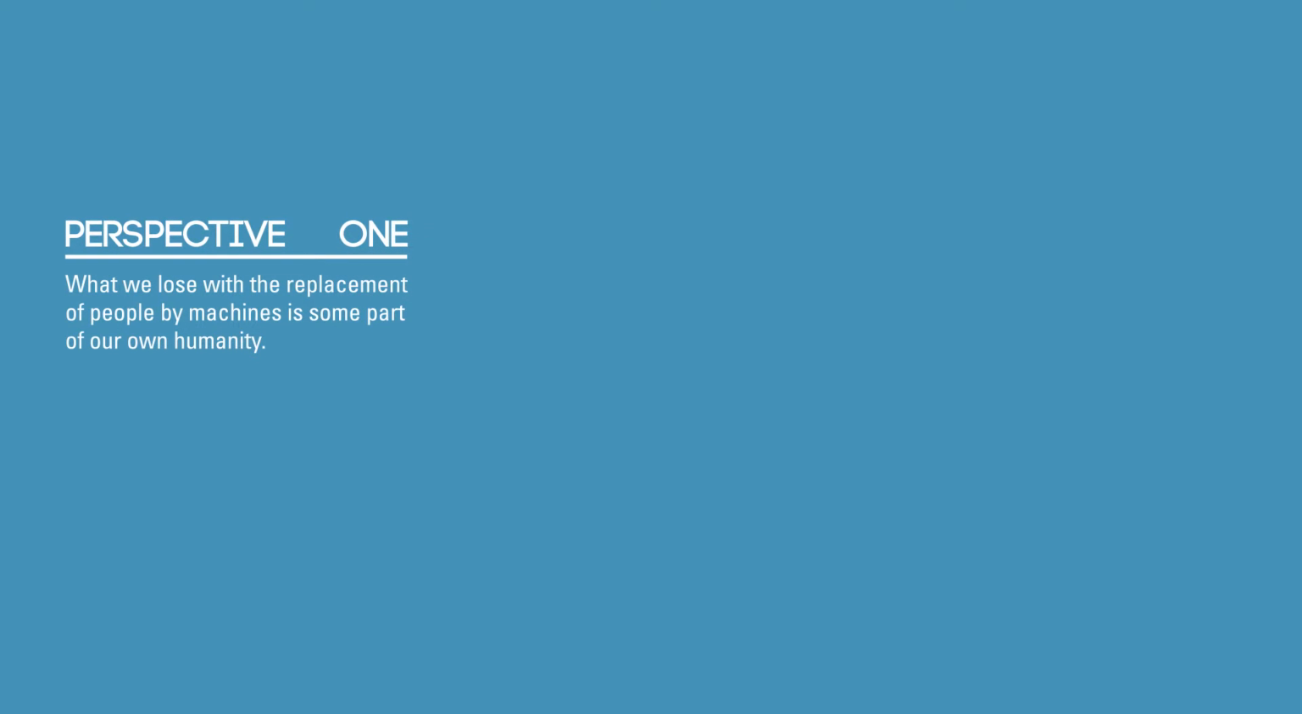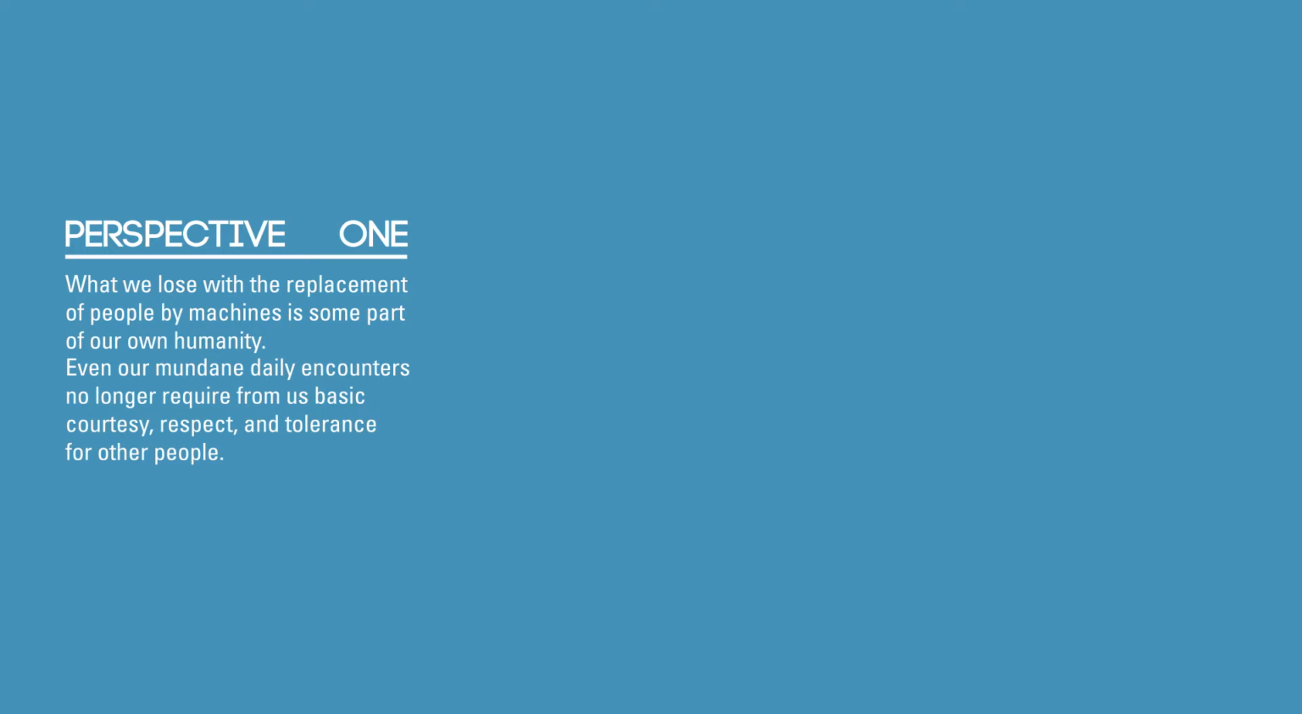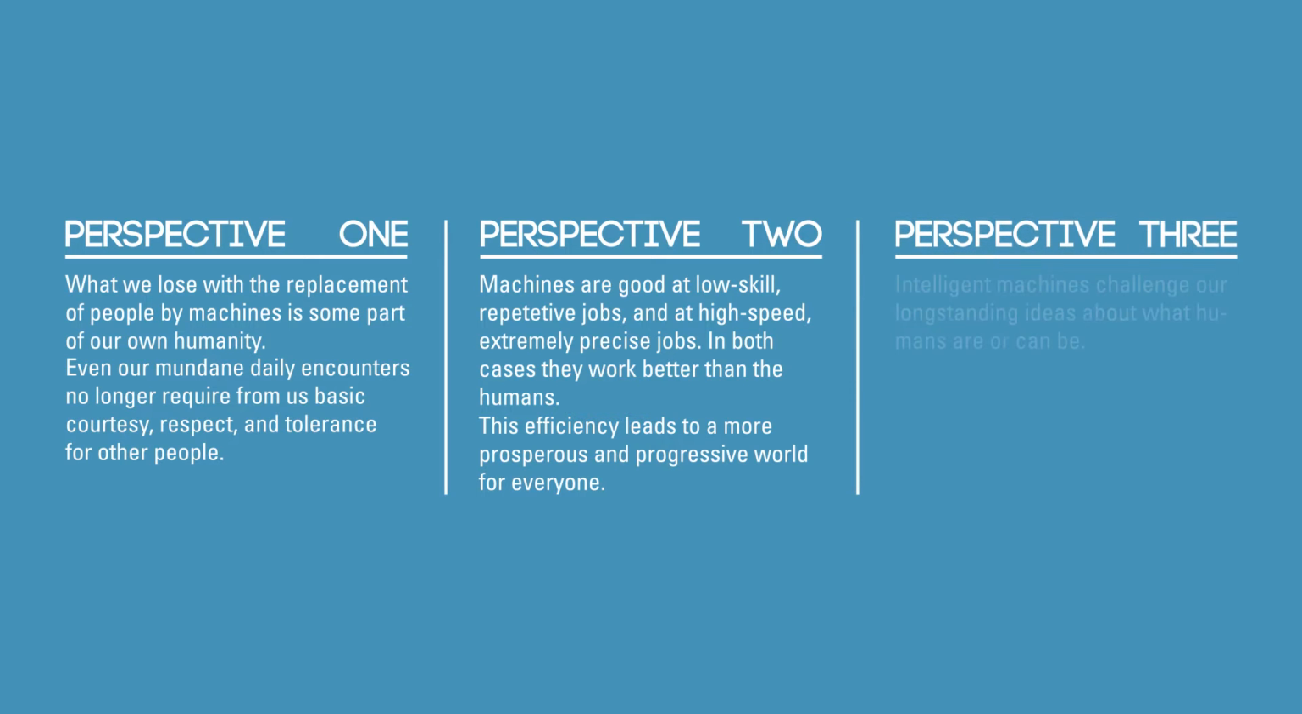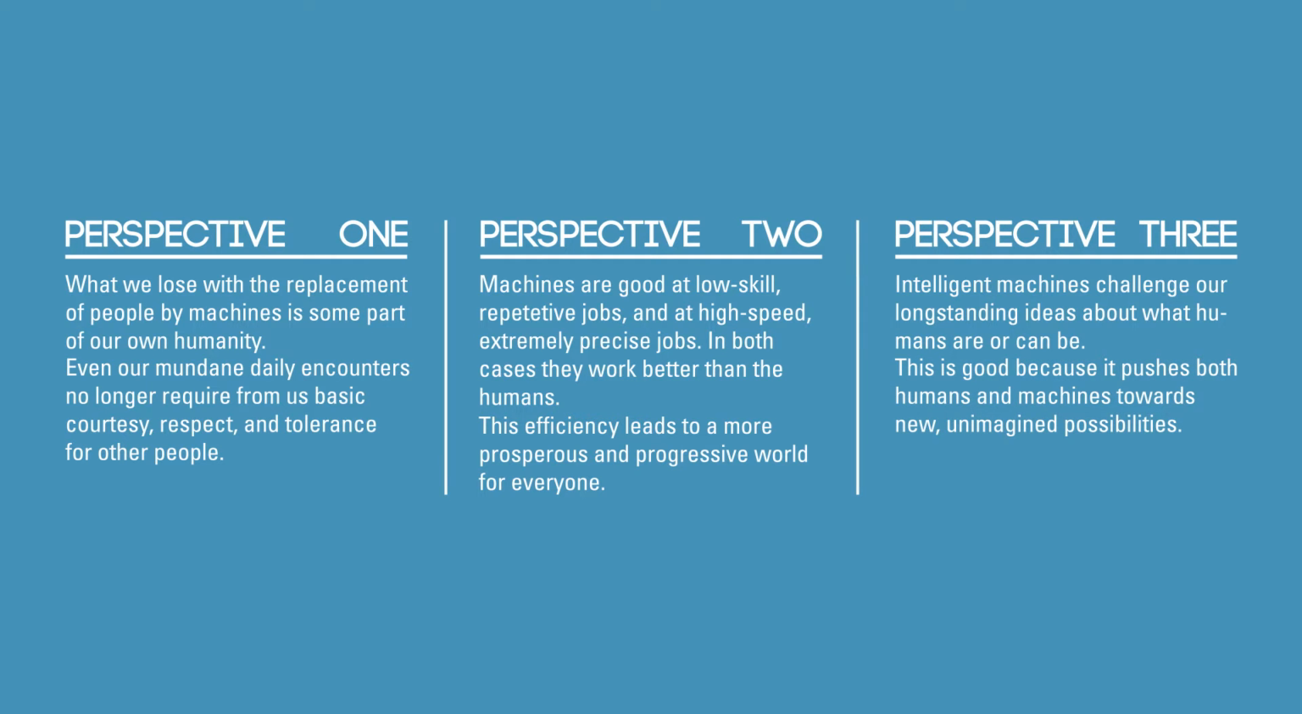What we lose with the replacement of people by machines is some part of our own humanity. Even our mundane daily encounters no longer require from us basic courtesy, respect, and tolerance for other people. Machines are good at low-skill, repetitive jobs and at high-speed, extremely precise jobs. In both cases, they work better than humans. This efficiency leads to a more prosperous and progressive world for everyone. Intelligent machines challenge our long-standing ideas about what humans are or can be. This is good because it pushes both humans and machines towards new, unimagined possibilities.